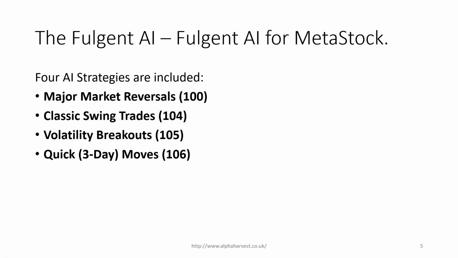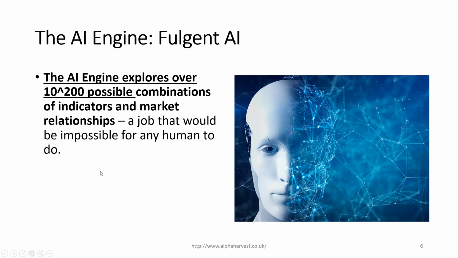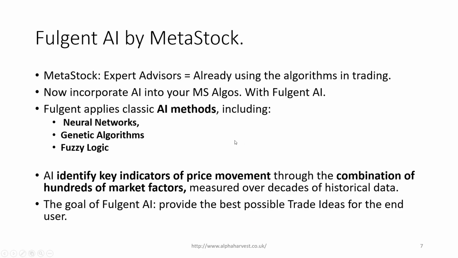Now, this particular AI uses 10 to the power of 200 different combinations of technical indicators and market relationships to come up with those 4 high probability trade ideas. The AI that we use is neural networks, genetic algorithms, and fuzzy logic. These are some of the components that go into this Fulgent AI stock market scanning software.